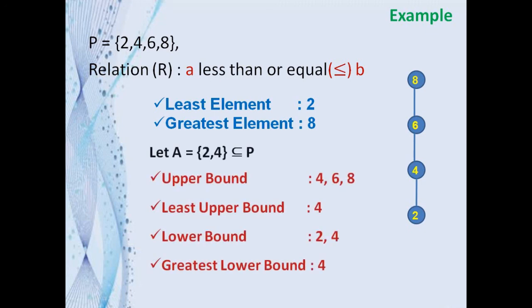Here I take a subset A, 2 and 4. From the Hasse diagram, we find the upper bounds, which are 4, 6 and 8. And among these upper bounds we find the least one, that is 4. And also the lower bounds are 2 and 4, and the greatest one is 4. I hope you understand what I dealt with here.